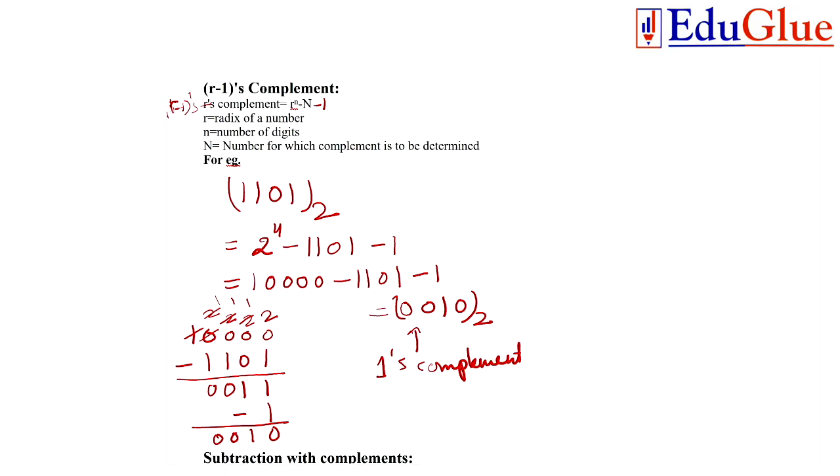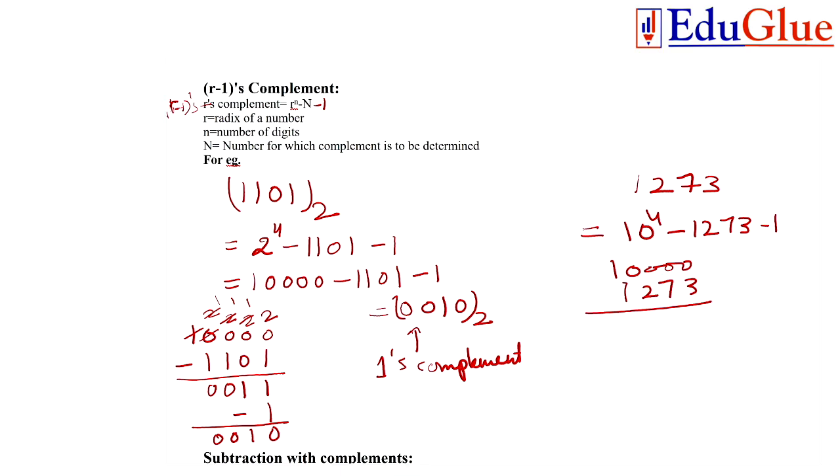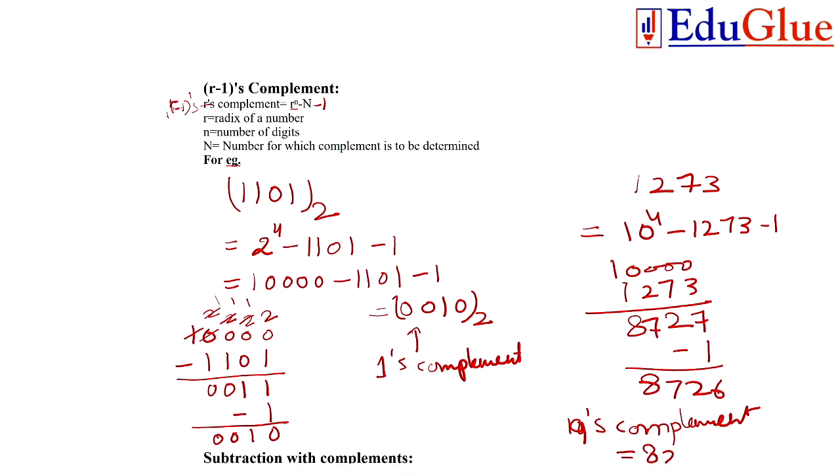In the same way, we can find out 9's complement. For 9's complement, the formula will be 10 to the power 4 minus 1273 minus 1. So here we are going to perform like this. This minus 1, that is 8726. So the 9's complement will be 8726 for the above number.